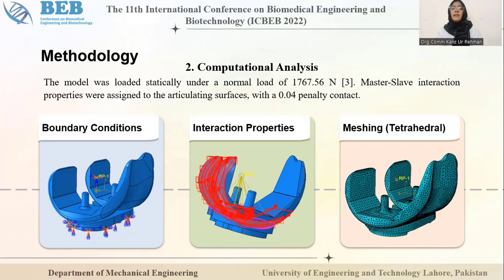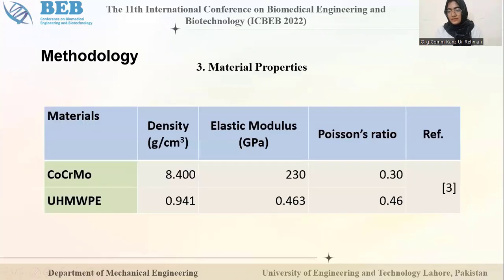So later we applied the muscle slave interaction properties on our implant model, and then we applied a 0.04 penalty contact for the friction properties. We also applied tetrahedral meshing for the whole assembly with 2 millimeter element size.